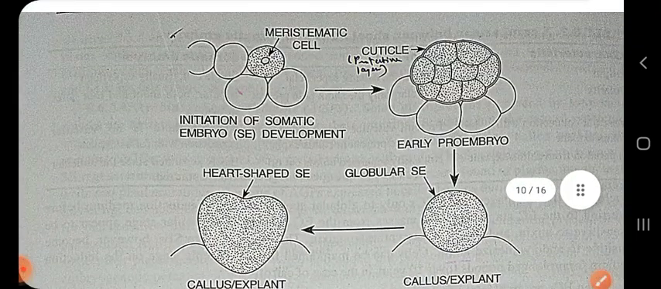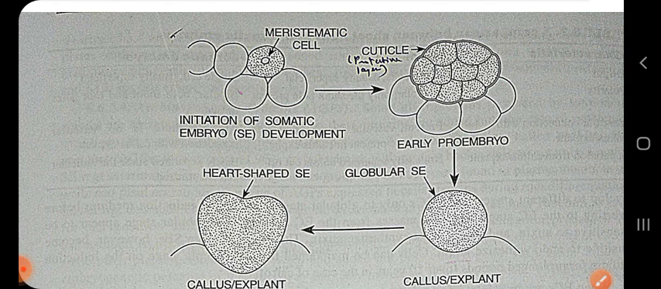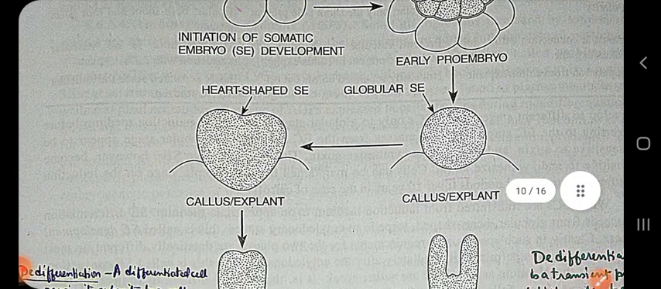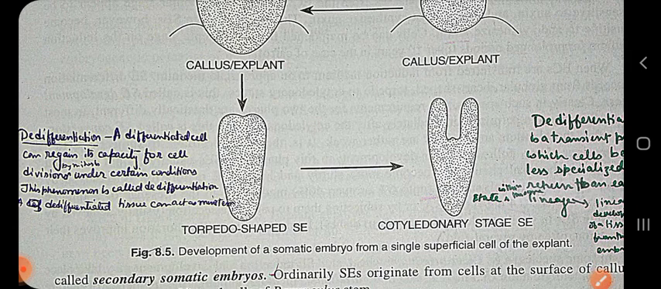Although this is not the real diagram, I will provide the real image in the WhatsApp group, showing how these meristematic cells break their cytoplasmic connection with the other cells and undergo cutinization, forming a thick cuticle around them. Inside the cuticle, this group of cells breaks their cytoplasmic connections and forms different shapes like globular, heart, torpedo, and cotyledonary shape, which is the main final shape of the embryo, and can be compared with zygotic embryos as well.